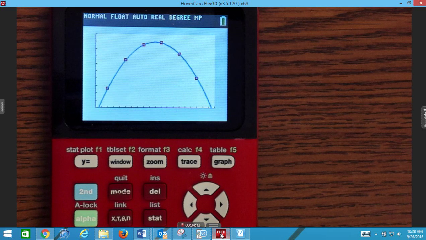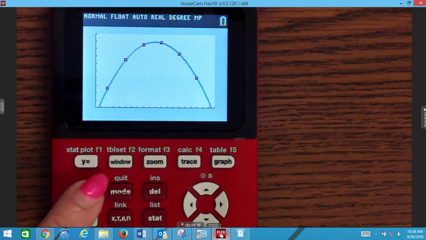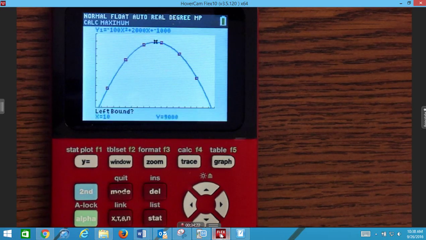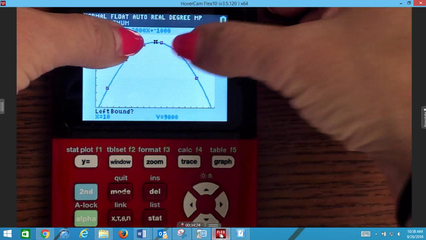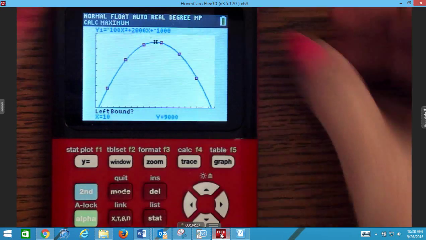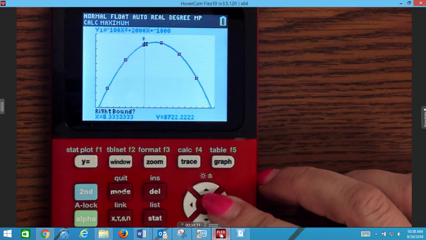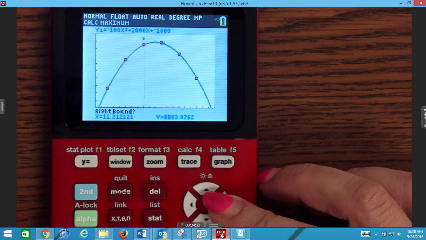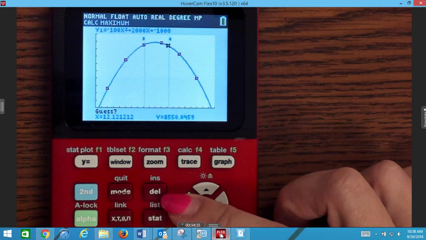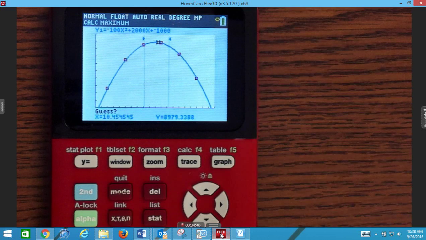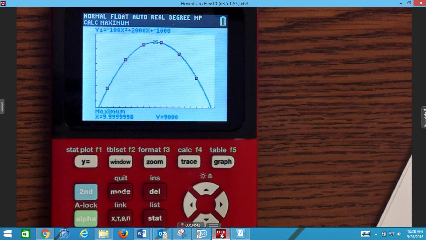Finally, we need to do the optimal. Maximize profit. So I need to find the maximum. So we're going to do second trace. Maximum is number 4. And we have to choose a window, a left and right boundary, for the calculator to look for this maximum. So I'm going to choose my left and my right bound. And then guess, it doesn't have to be perfect. Just go close to it. And then make sure I hit enter after each one.